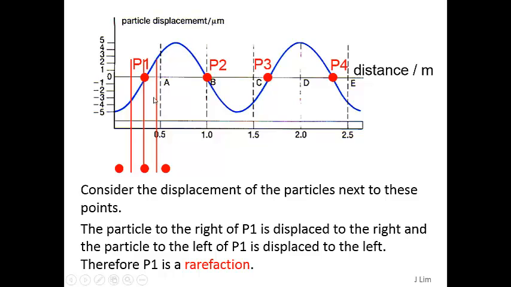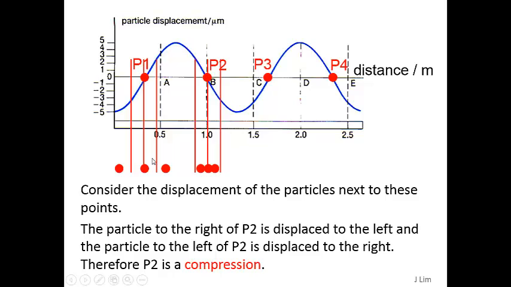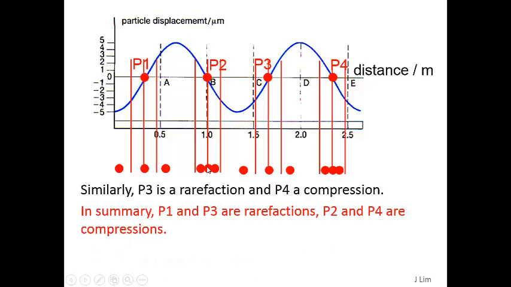The particle to the right of P1 is displaced to the right, and the particle to the left of P1 is displaced to the left. Therefore, P1 is a rarefaction. Similarly, the particle to the right of P2 moves to the left, and the particle to the left of P2 moves to the right, so P2 is a compression. Hence, P3 is a rarefaction and P4 is a compression as well. So P1 and P3 are rarefactions, P2 and P4 are compressions.